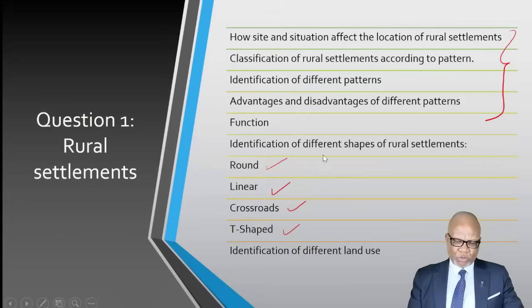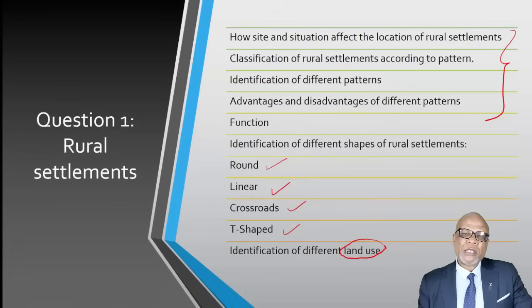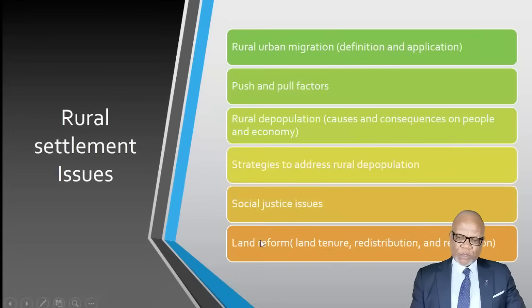You must be able to also identify land use. So you must note that in rural area, we do not have land use zones, but we have land uses. So we have land use zones in urban area, but in rural area, we only have land use. Then we're going to look at rural urban migration. You must be able to define what rural urban migration is. You must be able to state, is it a push factor or a pull factor? We must be able to explain the causes and the consequences of rural urban migration, which result in rural depopulation.